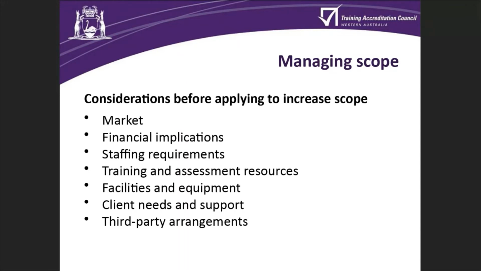And of course, one way in which you can achieve that and increase your reach would be through third-party arrangements. And that again might be new to you as an RTO. So you need to consider those standards, particularly 2.3 and 2.4, where you negotiate and set up agreements with third parties, and you set up monitoring and quality assurance processes with third parties, so that you can be confident that what you're going to do is achievable.